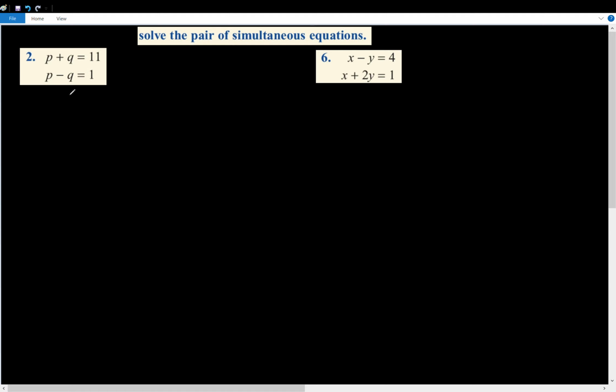And what we need to do is pick one of the letters, and get the same number in front of that letter in both equations, but with different signs. And then we can follow on adding them down and cancelling stuff out. So let's take a look at how we do that in question 2.